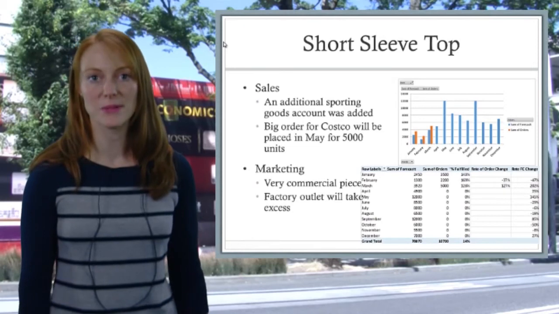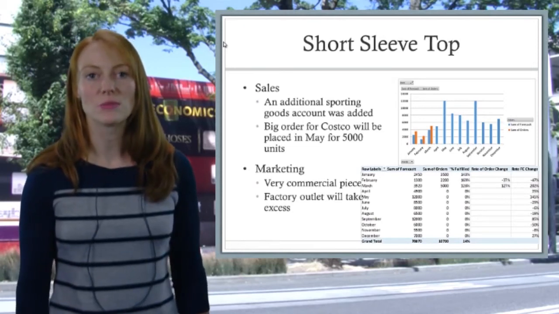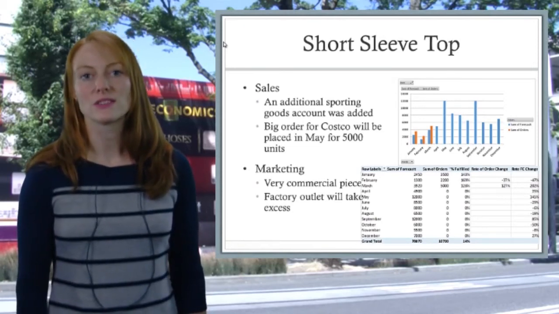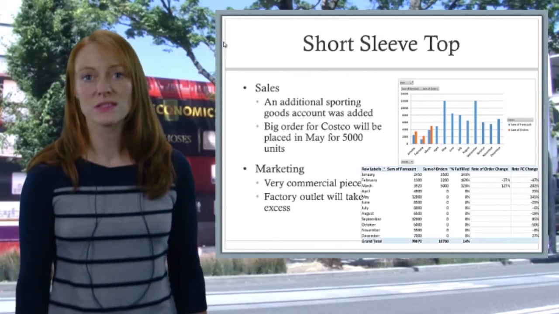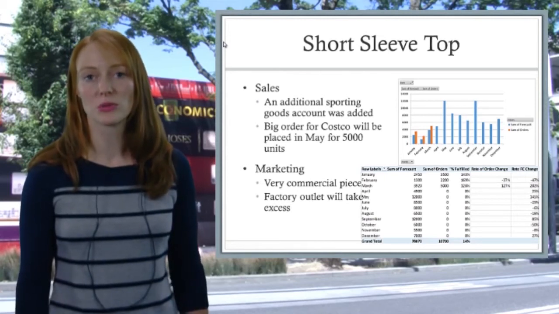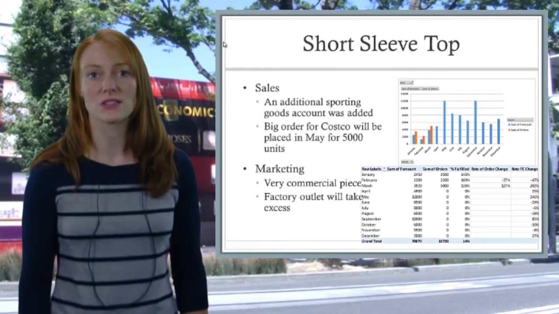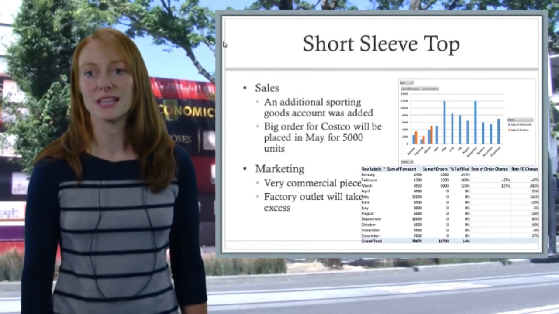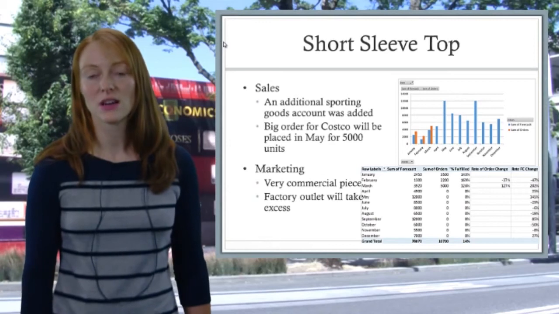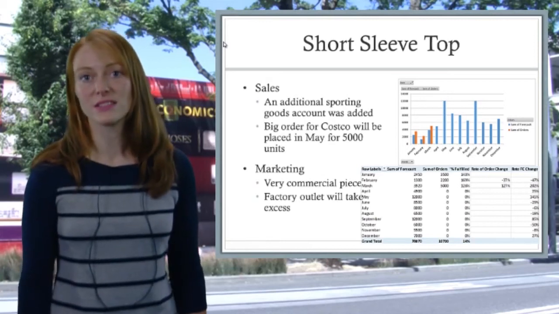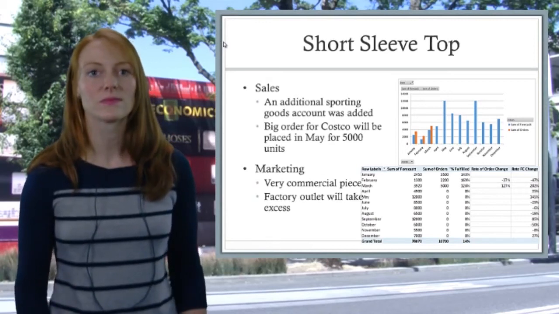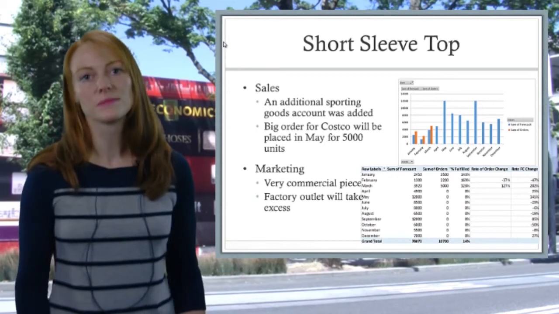and that order will happen. So when we talk to our marketing team, they let us know this is a very commercial piece. They're not really worried about overproducing on it. And we know we have an exit strategy because they talk to the factory outlet group and they will take any excess product on this model because it's very easy to sell. You know, it's very bread and butter.